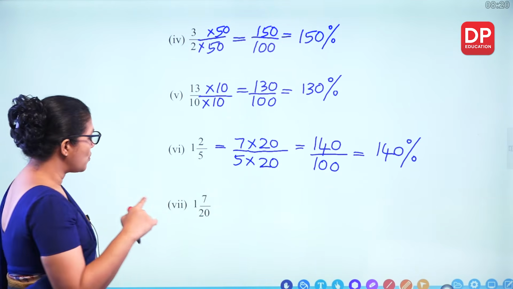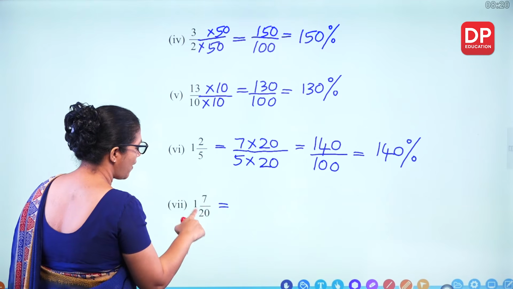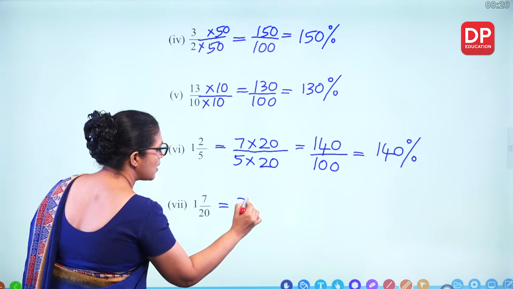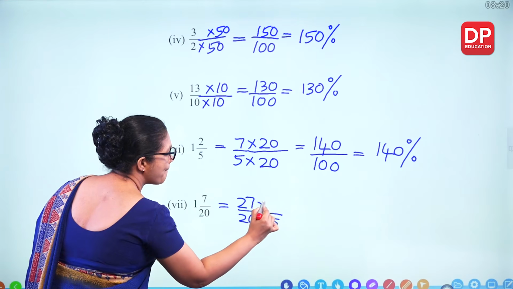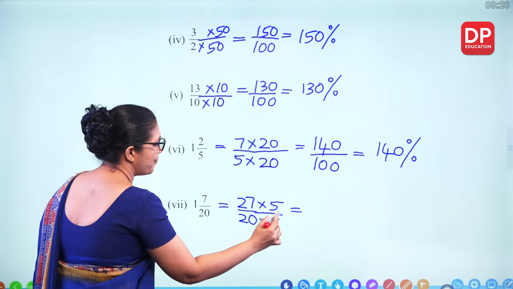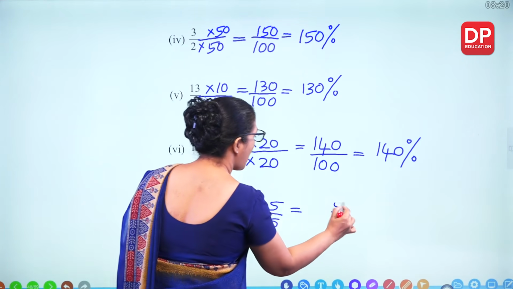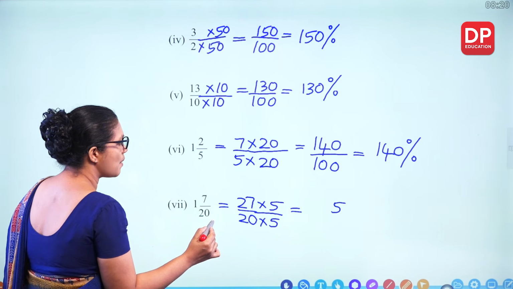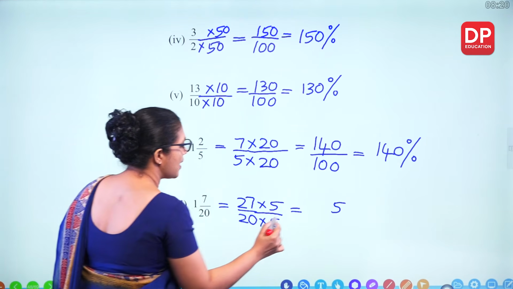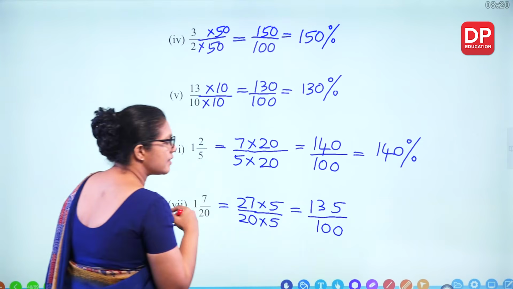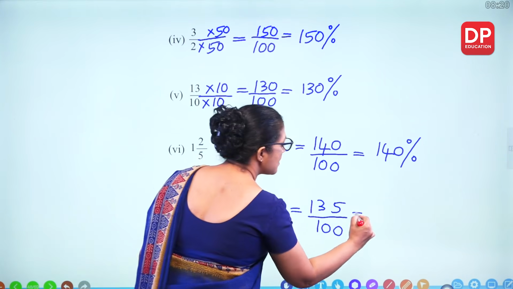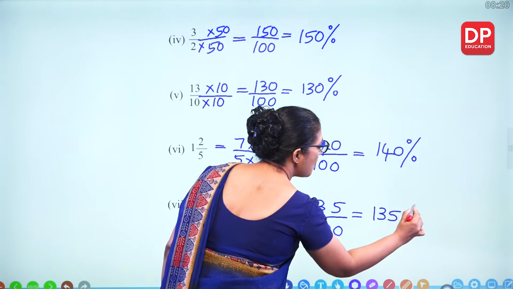1 and 7 over 20. Convert to an improper fraction. 20 plus 7, 27 over 20. Multiply by 5. You get 5 times 7, 35. 3 remaining. 5 times 2, 10. 10 plus 3, 13. So 135 over 100 means 135%.